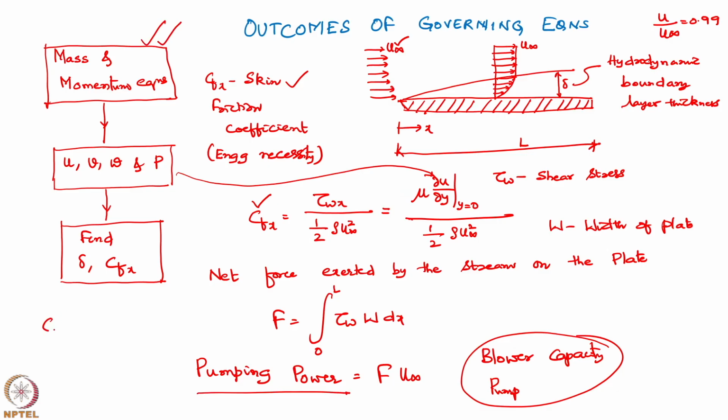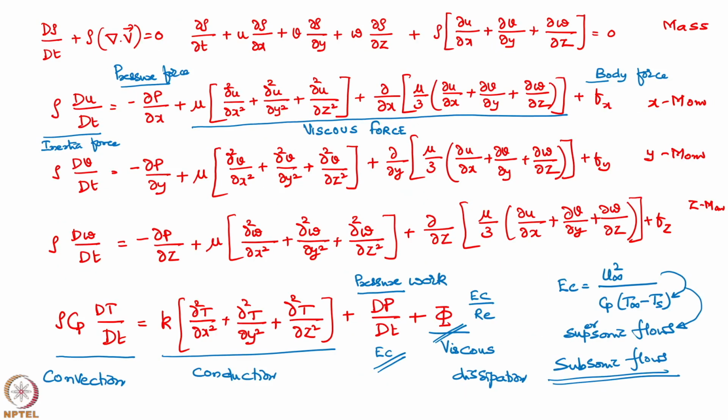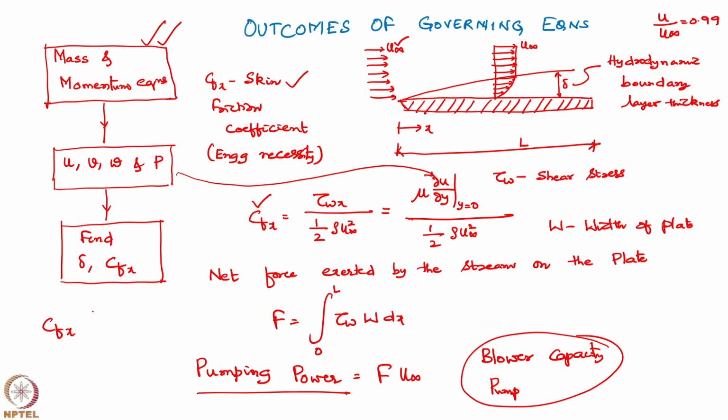But then, based on what we have done in similarity analysis, we saw that when you non-dimensionalize the momentum equations, you got the non-dimensional number Re. You saw only one non-dimensional number, Re, which is nothing but the ratio of the inertia force to the viscous force. So, it is natural to expect that Cfx is a function of only the Reynolds number. Whatever I have told for external flows, that is, flow over a flat plate, is valid for internal flows as well.